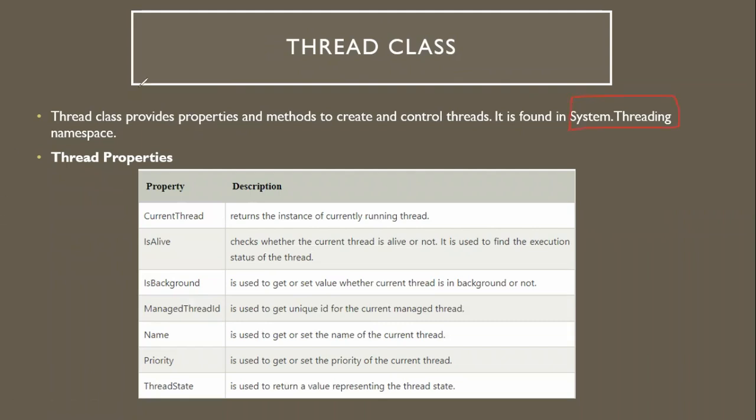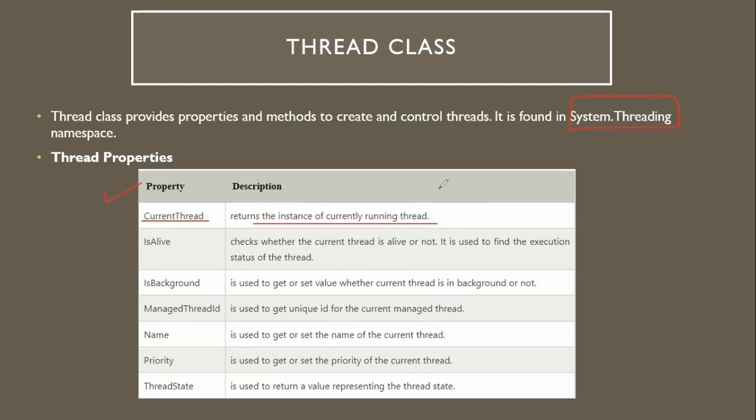So, what are the properties? Let's understand the properties of the thread class. We have a CurrentThread property. What does it do? It returns the instance of the currently running thread. So it will return the instance or the object of the thread which is currently running. It gives you the name of the currently running thread.